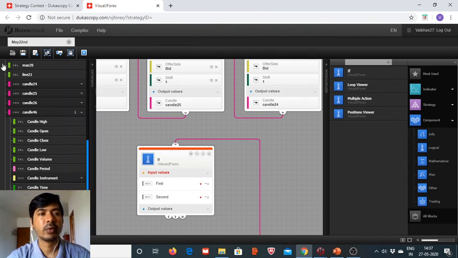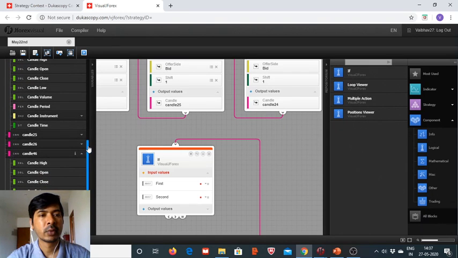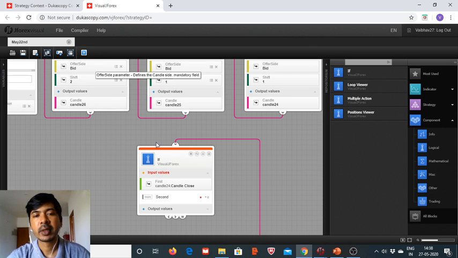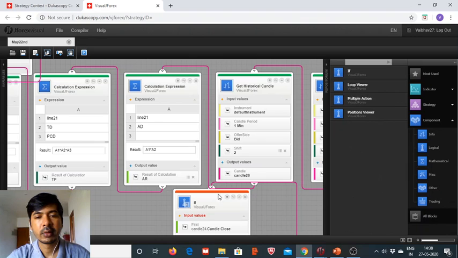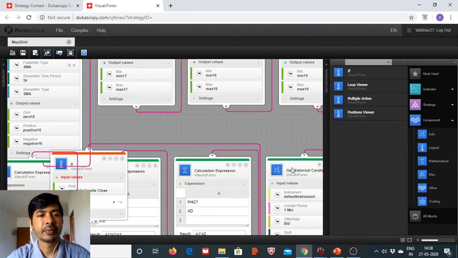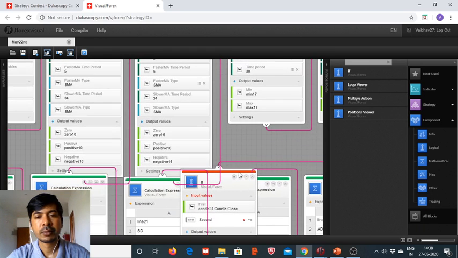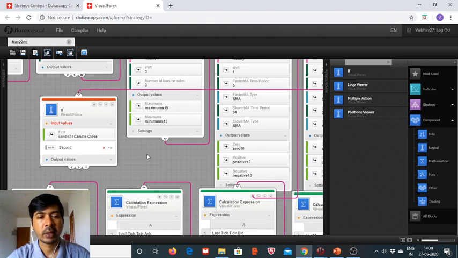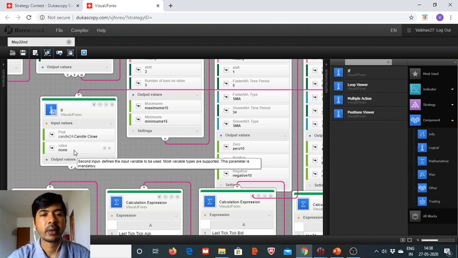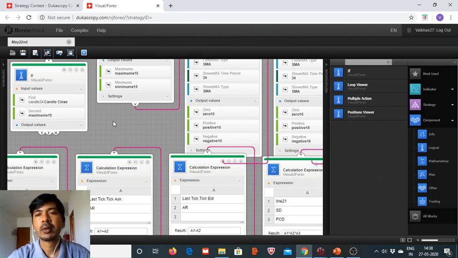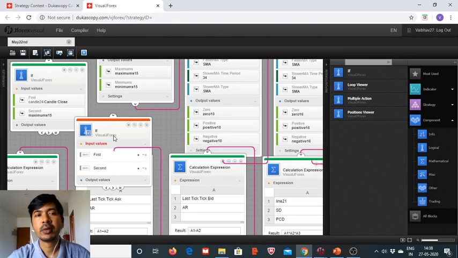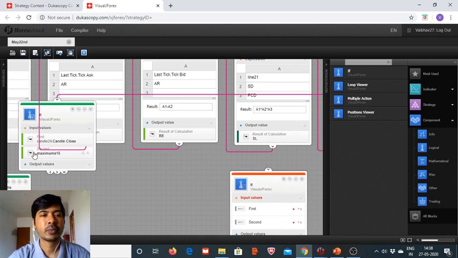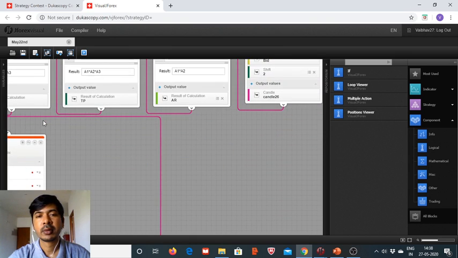So we take candle 24 close, and it should be less than the fractal maximum. So here we got this candle 24 close is less than the maximum 15. Now we need two more if blocks, and the last condition would be it should be less.